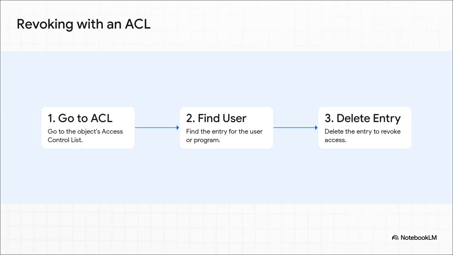Now, let's say you need to kick someone out. You need to revoke their access. If you're using ACLs, it's incredibly easy. You just walk up to the file's guest list, find their name, and cross it off. Bam, done. Access is immediately gone.